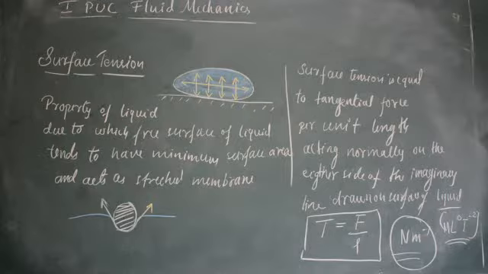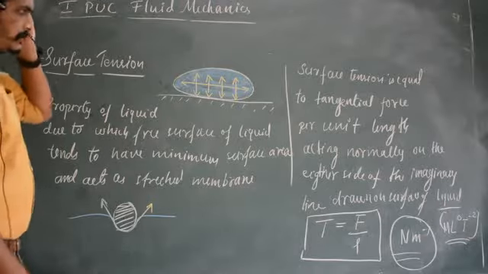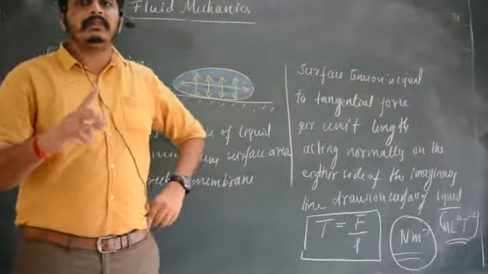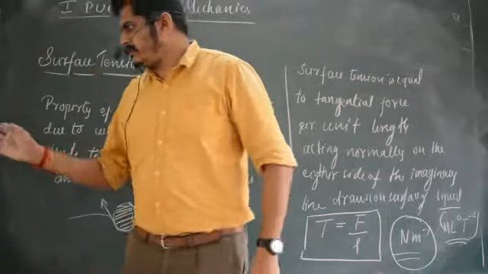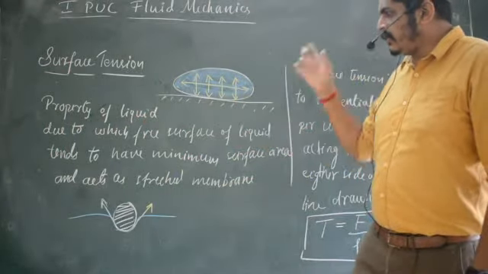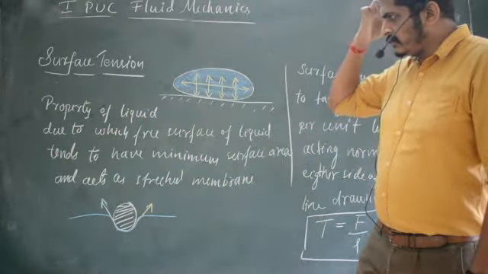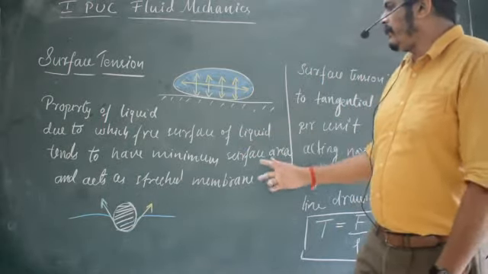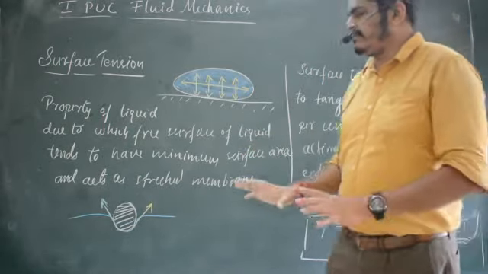So you can see here, surface tension. If the surface tension definition is asked in the examination, of course this is the standard definition: the property of a liquid due to which the free surface of the liquid tends to have minimum surface area and acts as a stretched membrane.